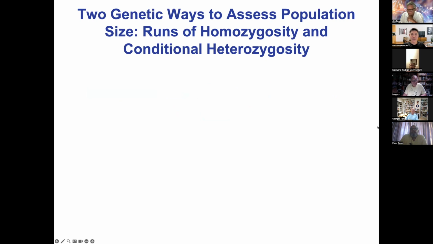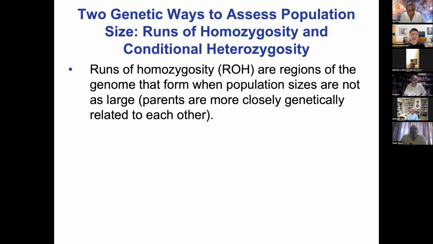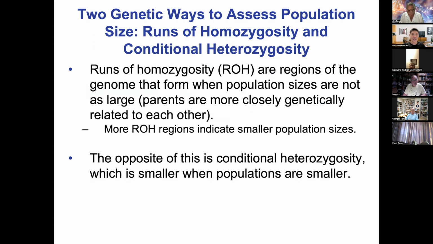There are several different genetic ways to assess population sizes, but two commonly used ways are to use runs of homozygosity and conditional heterozygosity. So runs of homozygosity are regions of the genome that form when population sizes are not as large, such that parents are more closely related to each other on a genetic level. So more ROH regions indicate smaller population sizes. And the opposite of this is conditional heterozygosity, which is smaller when populations are smaller. So there are two kind of independent ways to assess population size.